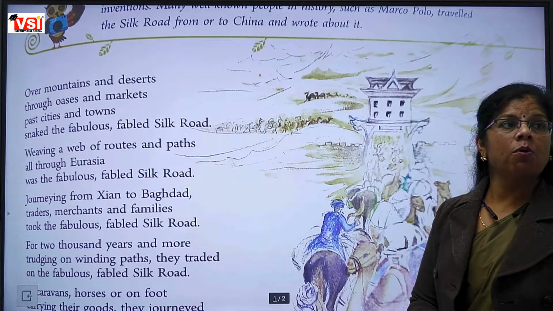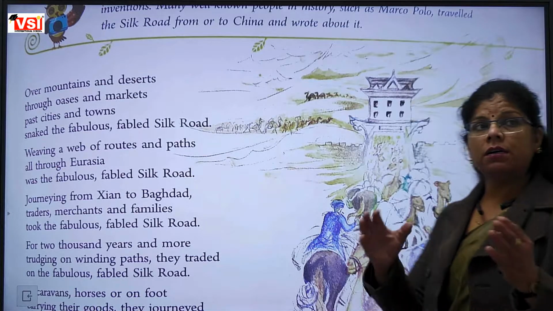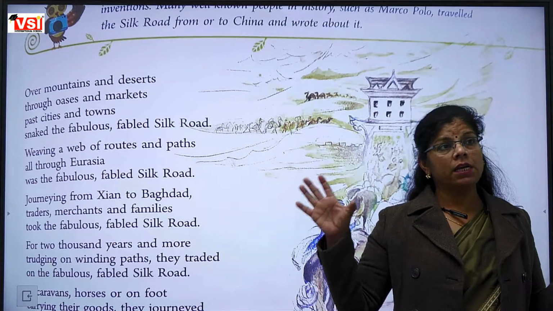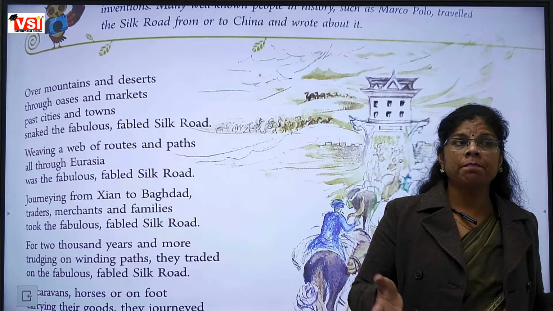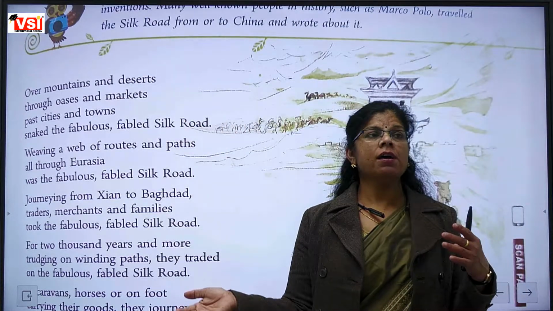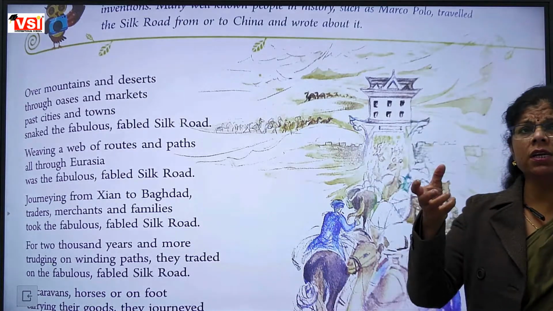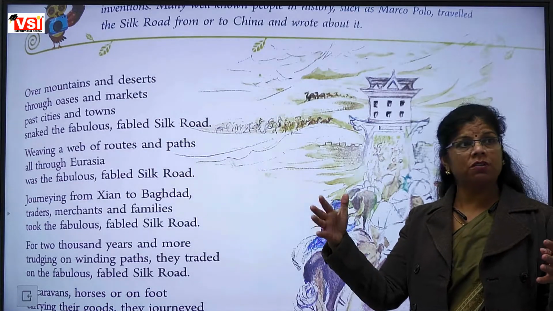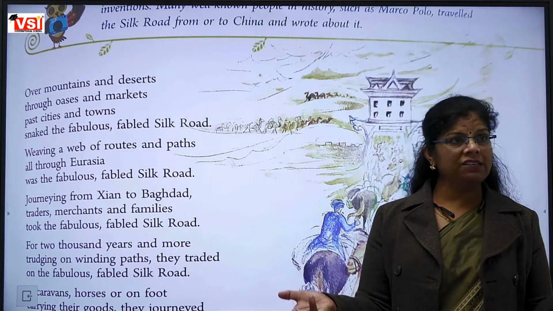Here also in the poem it is told that there are mountains and deserts, that actually this route is so long that it covers 2 continents. देखिए इतना लंबा रूट है कि ये 2 कॉन्टिनेंट्स को कवर करता है. It starts from Asia and it goes to Europe. If this route is so long, it means it may be covering different kinds of landscapes.